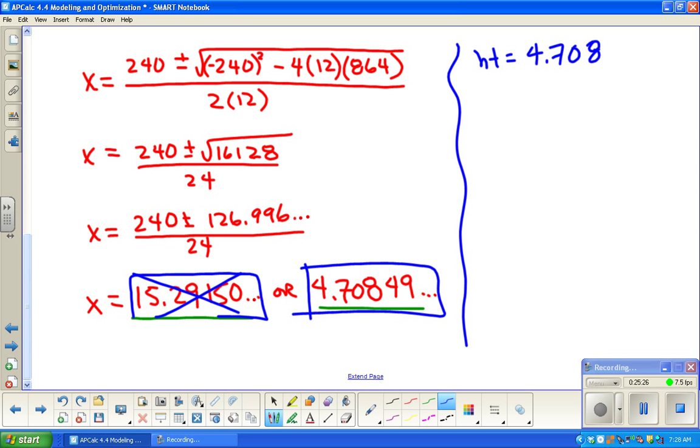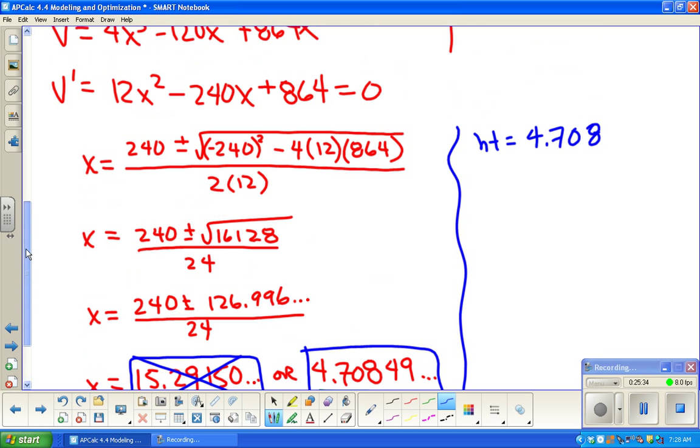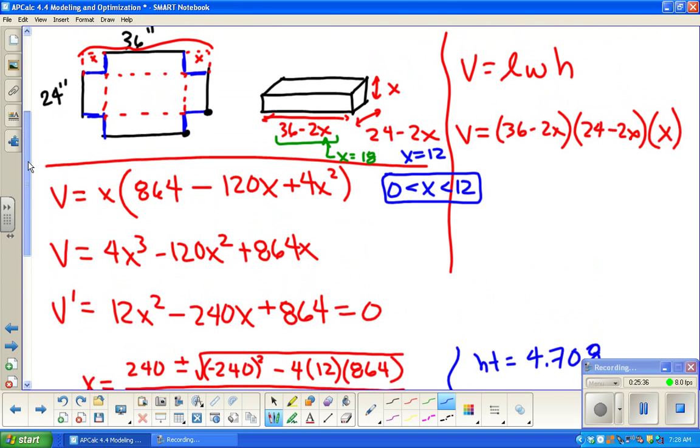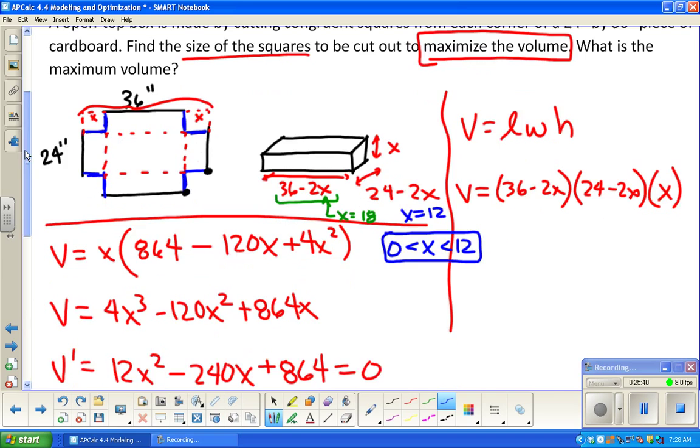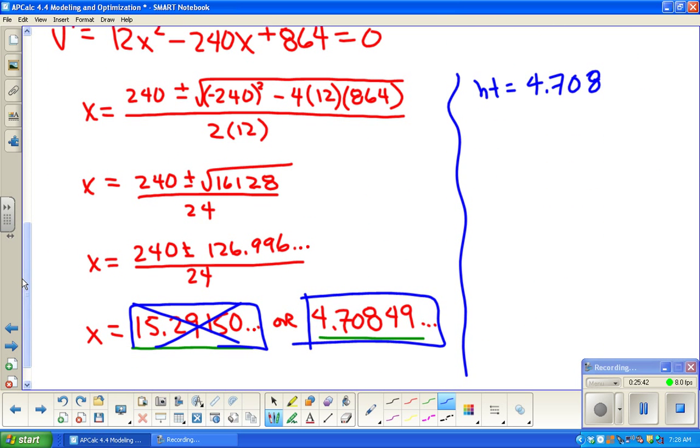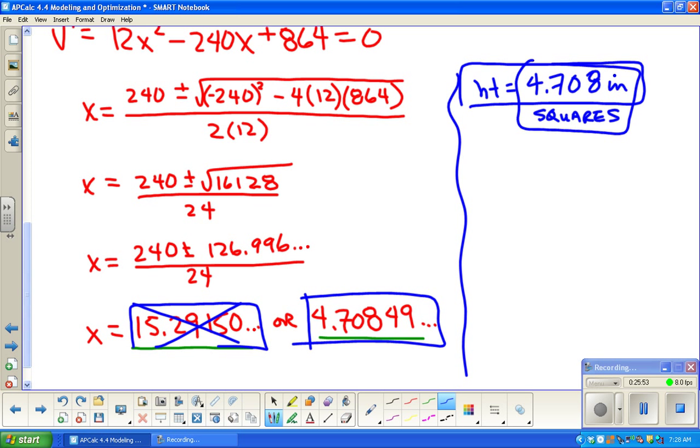And calculus rules, AP rules, excuse me, would have us go to at least 3 decimal places. You could write the whole thing. You could write 3 decimal places truncated, which means just drop more decimal places, or you can round. This asked to find the size of the squares to be cut. So the squares are going to be 4.708 inch squares. It also happens to be the height, so I guess I probably shouldn't have written height there, but it's going to stay there anyway.